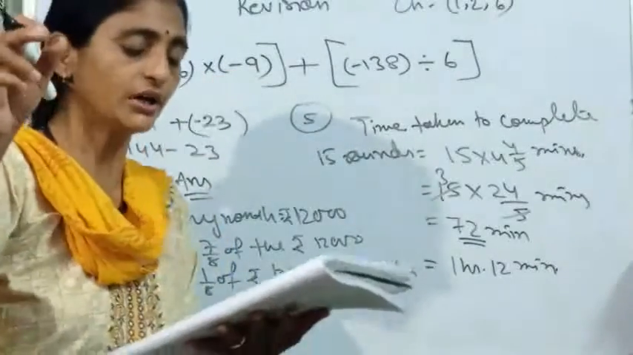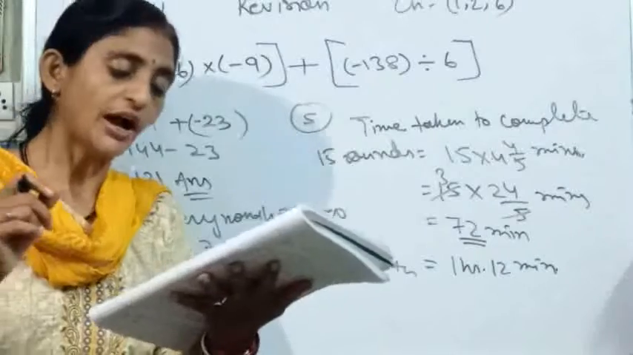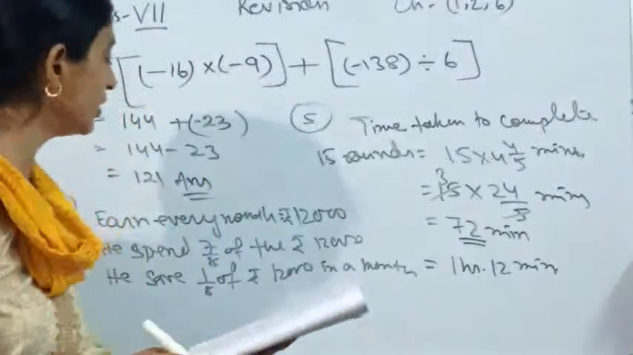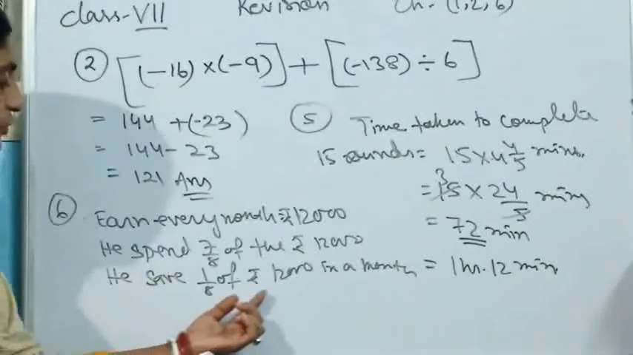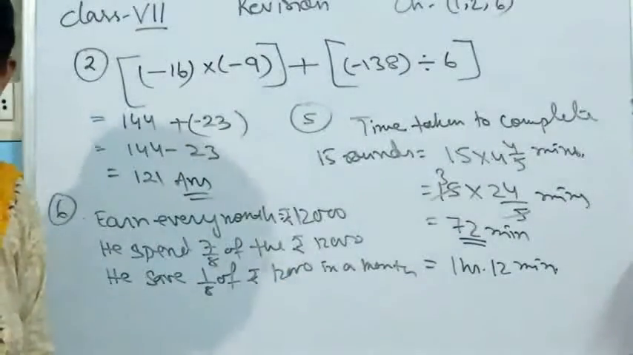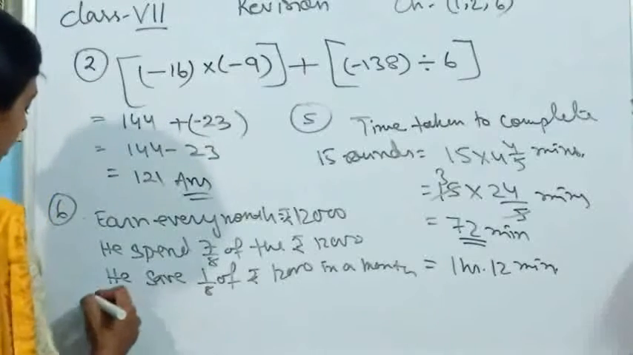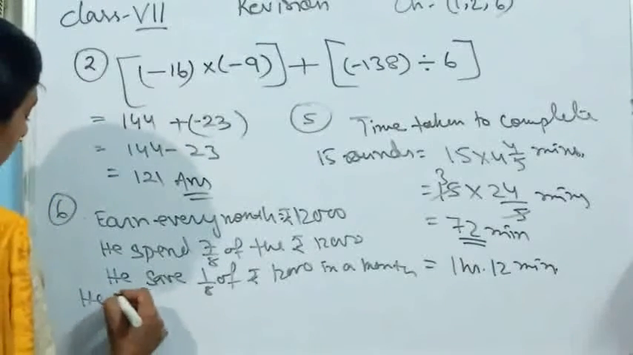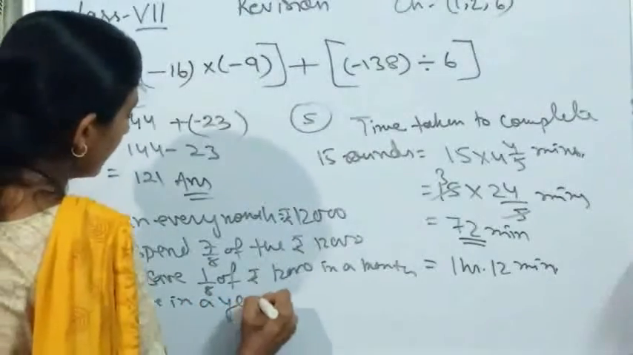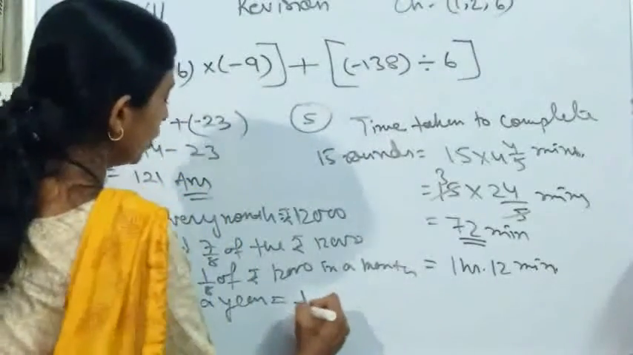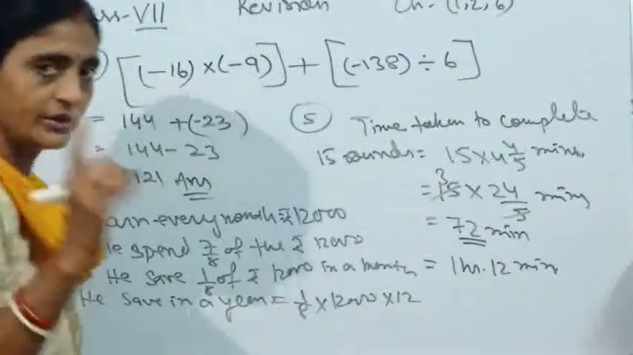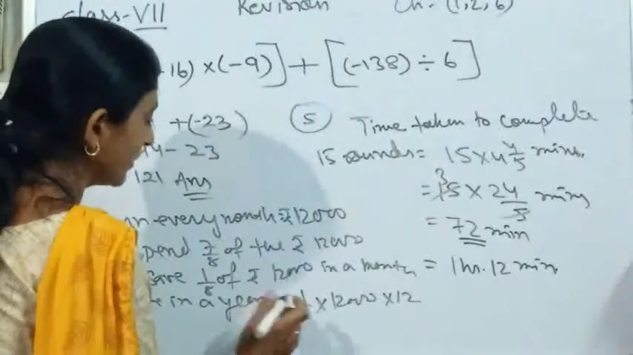Okay, come to the later part of this question. How much money does he deposit in the bank in a year? So in a month, how much he is doing? 1/8 of rupees 12,000 he is saving. So in 12 months, how much it will be? 1 year means 12 months. So the deposit, he deposit or he save in a year, how much money? It will be definitely 1/8 of 12,000 into 12. Yes, that much rupees it will be.